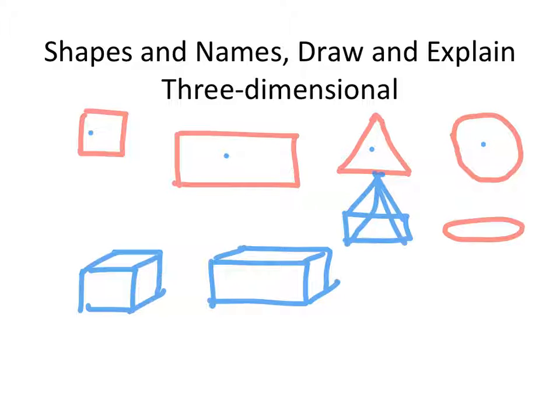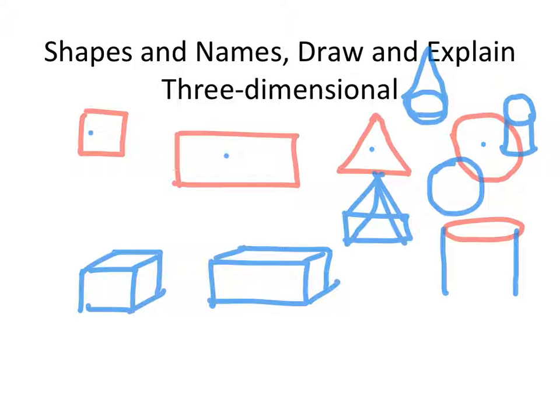We have a circle. If we make a circle three-dimensional, we have a sphere. We can also use that circle as a base and make a cone out of it. We could also use that circle as a base or as a top and make a cylinder out of it. A cylinder could also have an oval as its top or bottom. We could make a cylinder that way. So relating two-dimensional and three-dimensional objects is good for students.